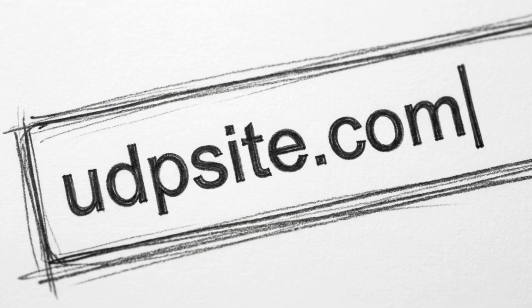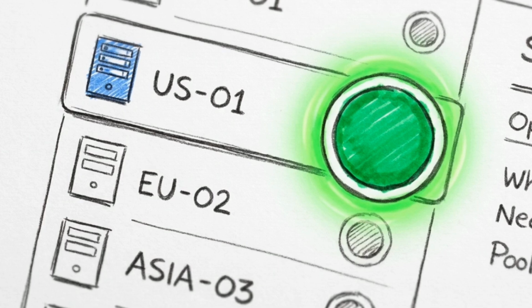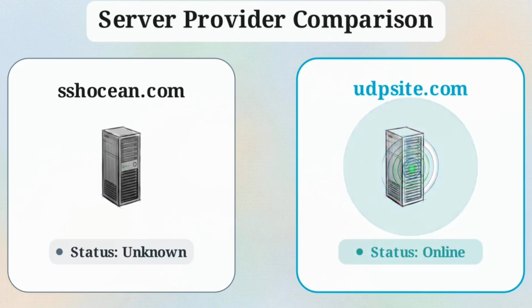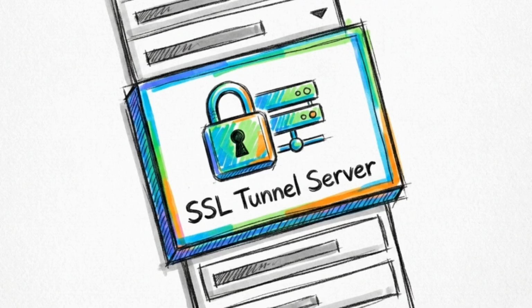Navigate to the primary server generation site, udpsite.com. Notice the layout in this interface mockup, specifically the bold green online status indicator. While backup sites like SSHOcean.com work fine, udpsite.com shows you the real-time status of a server before you begin the configuration. In the site menu, locate the SSL Tunnel Server section.